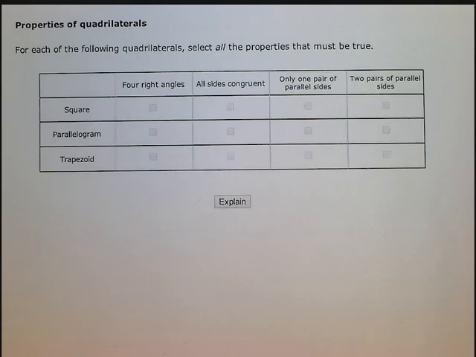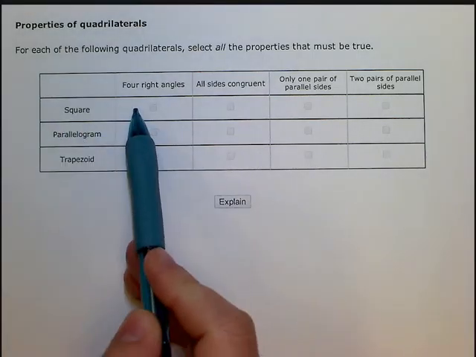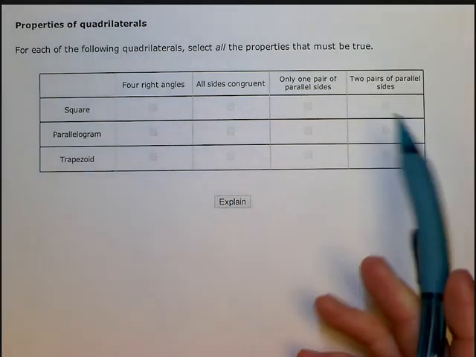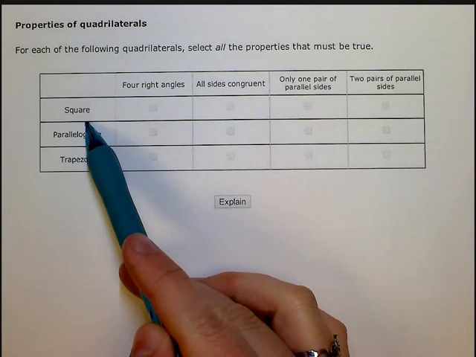Properties of quadrilaterals. For each of the following quadrilaterals, select all the properties that must be true. Okay, so let's talk about each one of these individually and see which of these four descriptions fit the shape. So here we have a square.